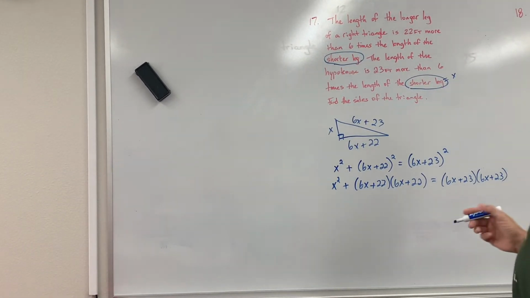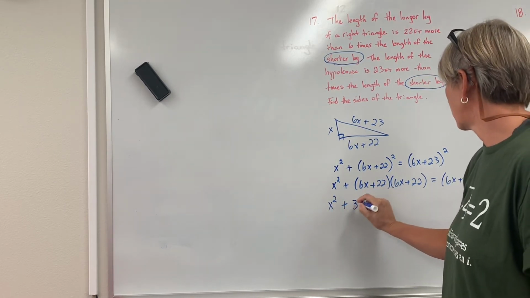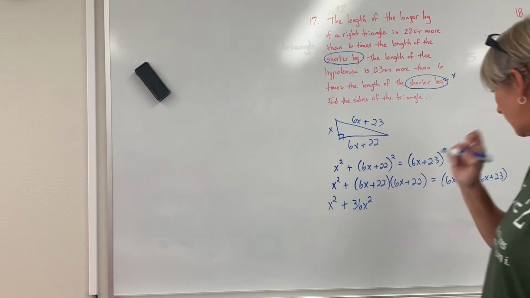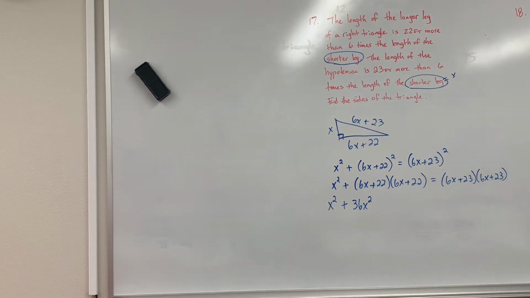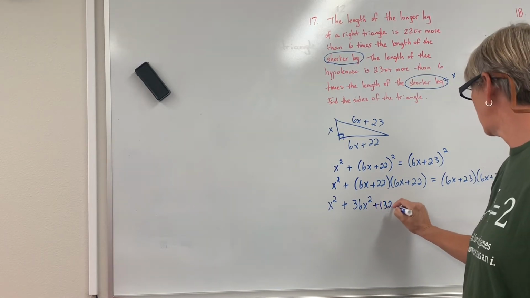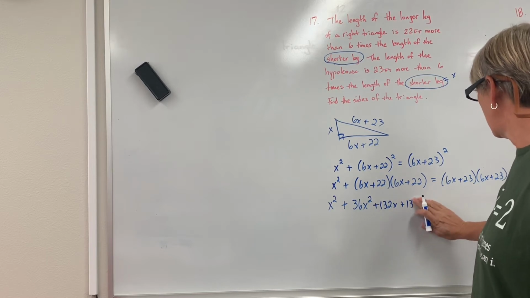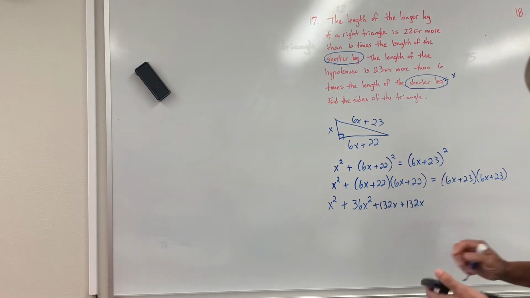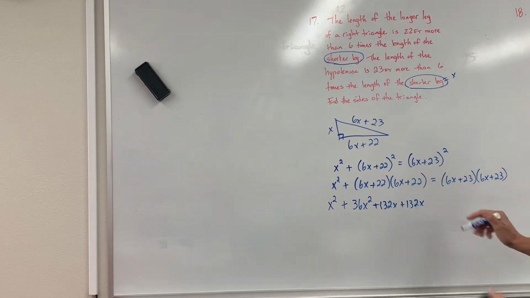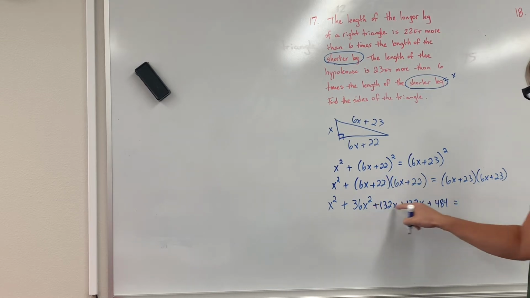So the foiling is pretty lengthy. So 6x times 6x is 36x squared. 6 times 22 is 132. So I've got plus 132x, and then 22 times 6 is also 132x. 22 times 22 is 484. So I foiled those two to get all of that.